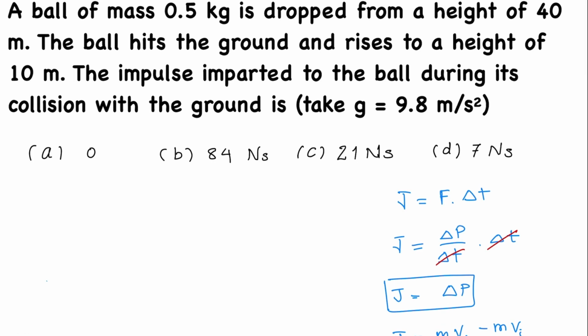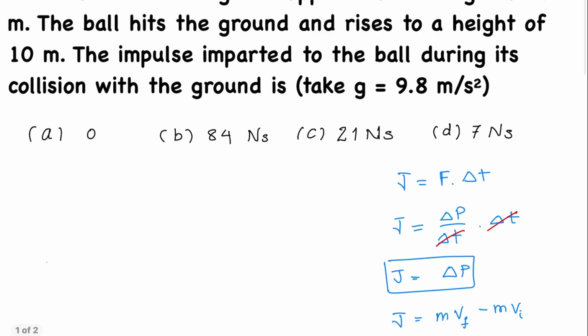Yes, we have the mass, and we have the height from which it is falling, and the height to which it is rising back again. So using this data, let us calculate the final and the initial velocities, meaning the velocity with which it will hit the ground is v initial, and the velocity with which it will bounce back from the ground after hitting is vf, if we consider. In that case, we have to calculate v initial here.